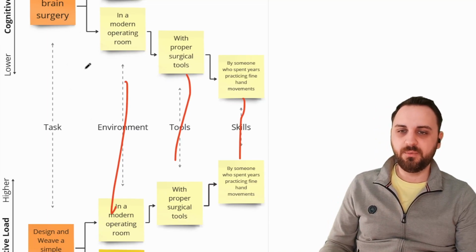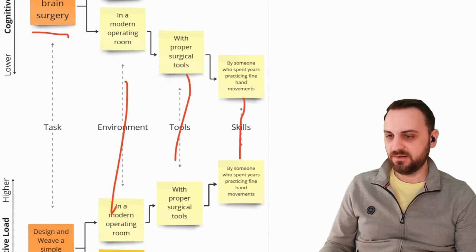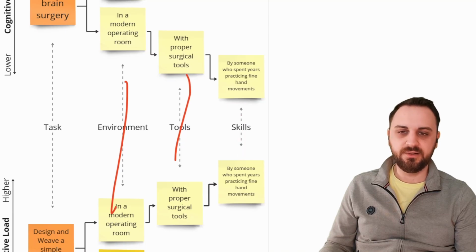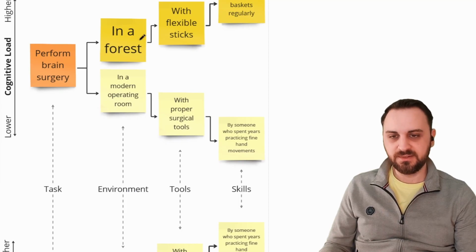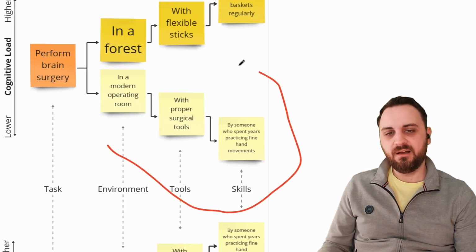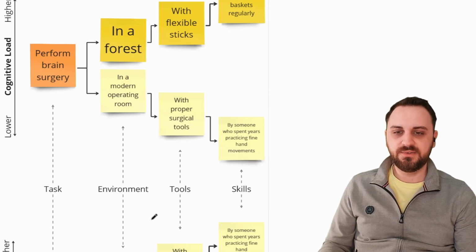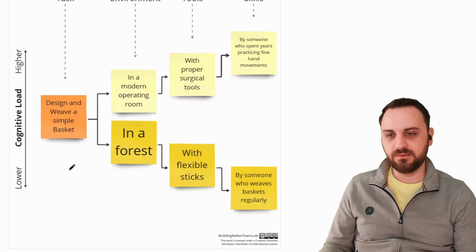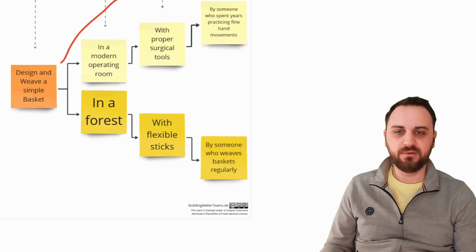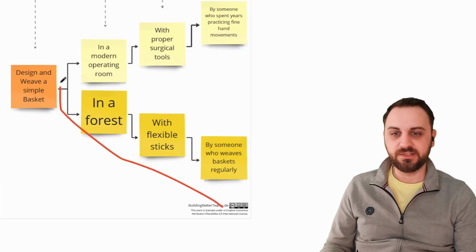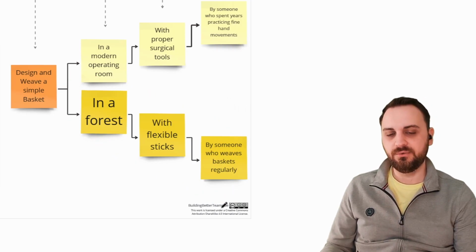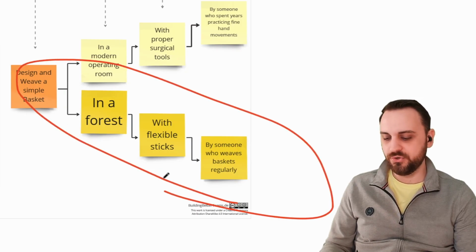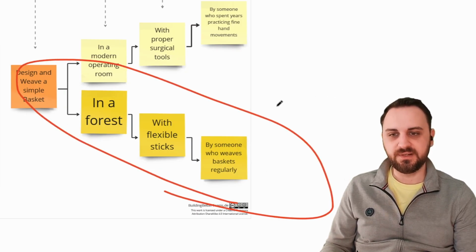So if it was something where a brain surgeon had to talk to an anesthesiologist or a heart surgeon or something like this, they would have a much more common set of things to work on, right? Similarly, somebody designing and weaving a simple basket might have more in common with possibly somebody who's foraging mushrooms in the forest, or somebody who is doing bushcraft camping or something of this nature.